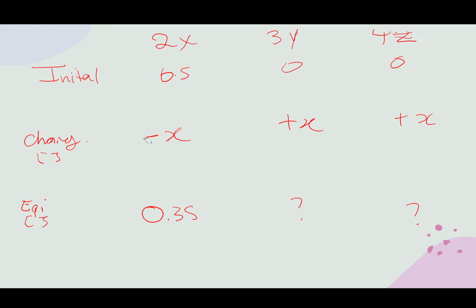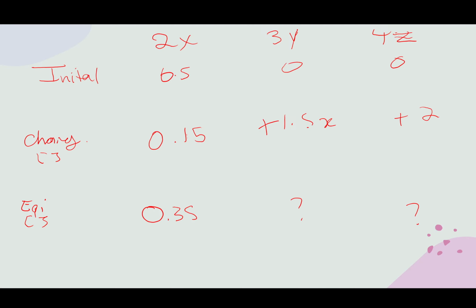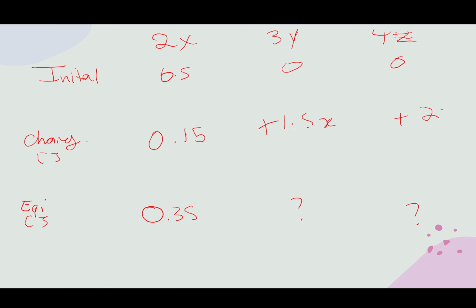But we can actually figure out the change, because if we initially have 0.5 and at the end we have 0.35, what was the change there? 0.15. Lovely. So we can figure out now. If we look at the stoichiometry, 2 to 3, this would change by 1.5x. And this would change by 2x. I'm so sorry, guys. Makes sense, right?